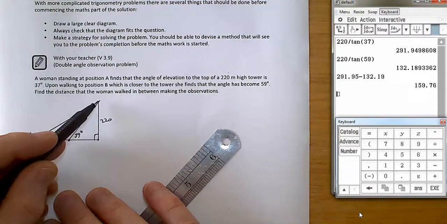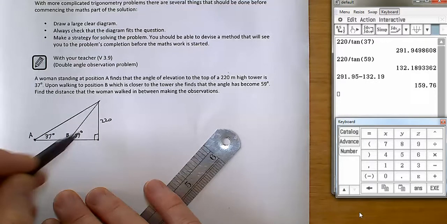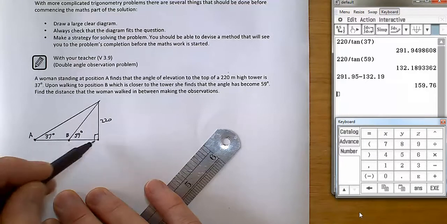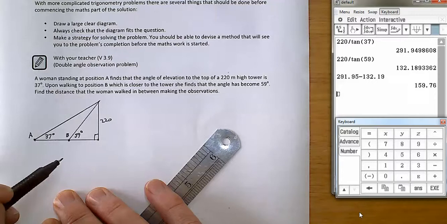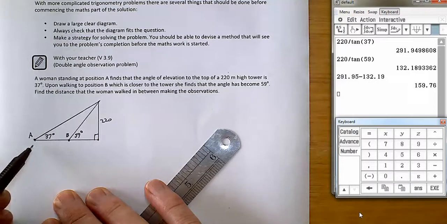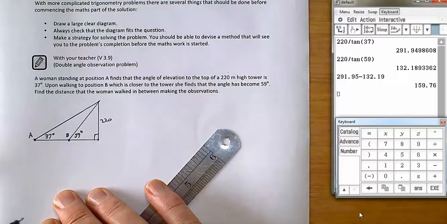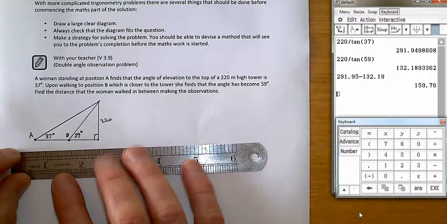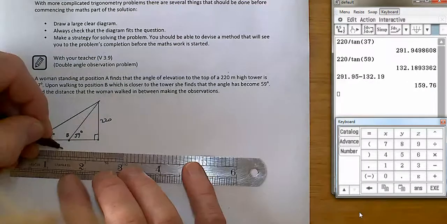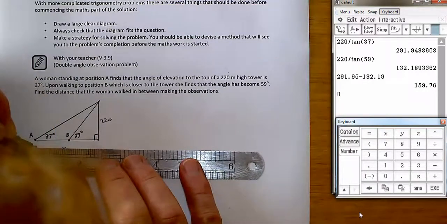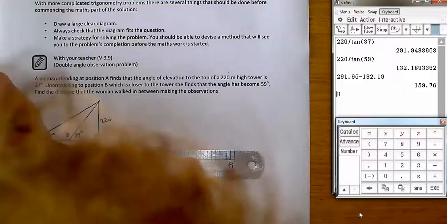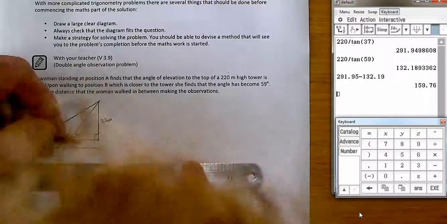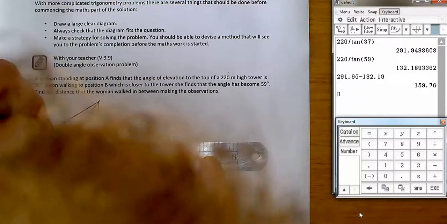Then we could look at this triangle here. It's a right-angled triangle. We know 220 and 59 degrees. We could work out the distance from B to the base of the tower. If we know the distance of A to the base of the tower and B to the base of the tower, we should be able to work out the distance between A and B. So let's call the distance from A to the base of the tower x. X is the distance all the way in there. And we'll call the distance from B to the base of the tower y.